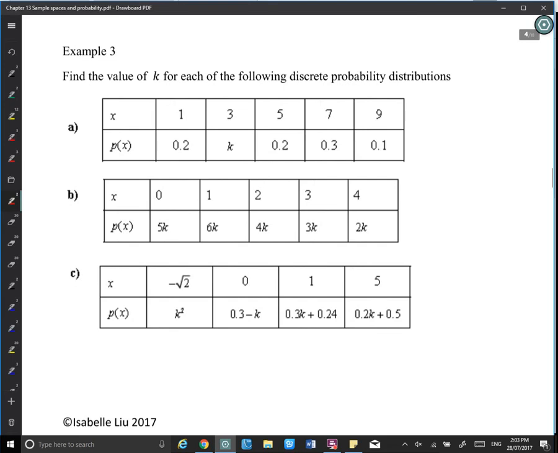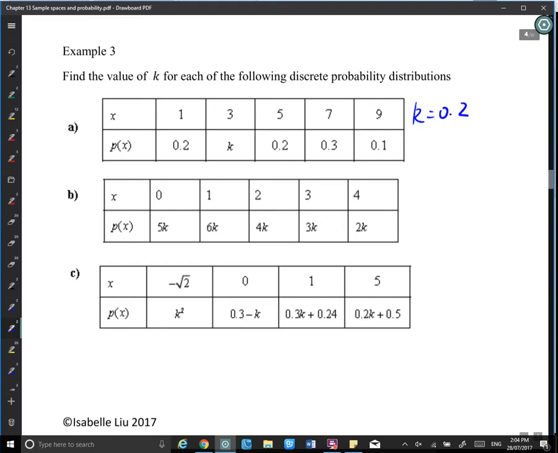Okay, example 3. I want to find the value of K. Okay, for the first one, what does K equal to? You can tell me at once. Okay, K is 0.2. Okay, how about the next one?